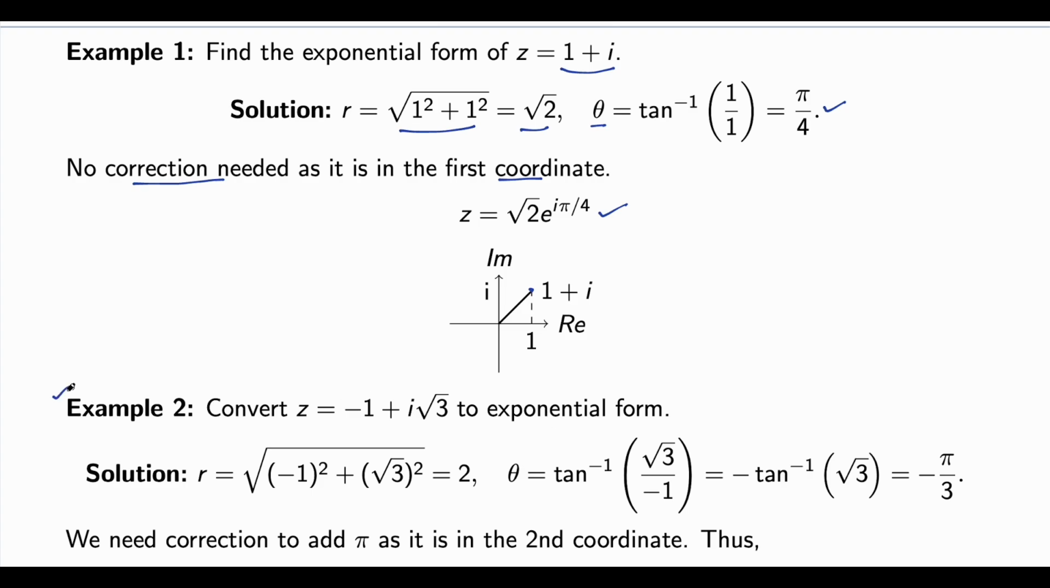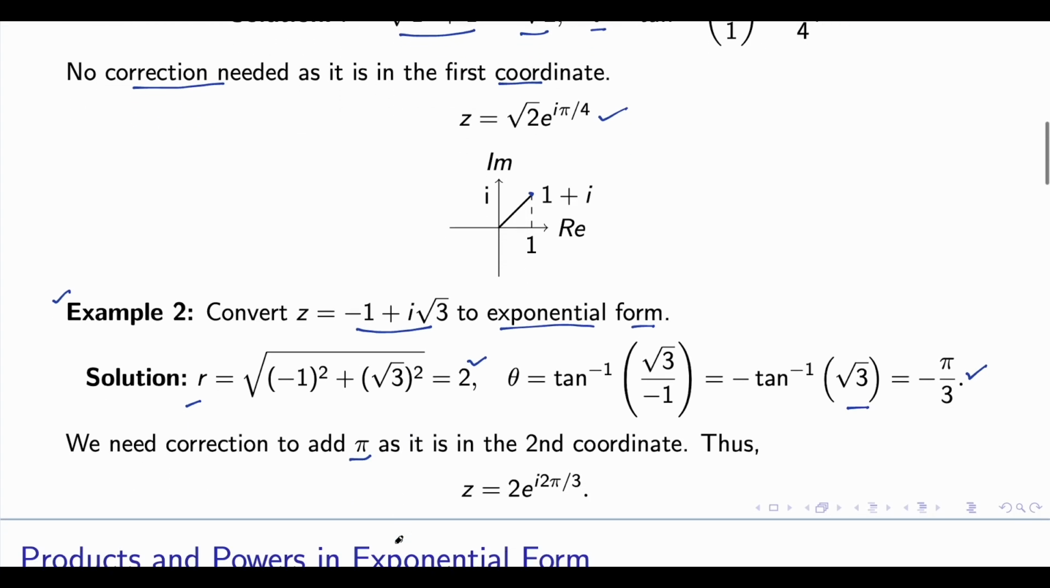Now let us see another example, example 2. Convert z equal to minus 1 plus i root 3 to exponential form. In that case, r using the same formula, we got r as 2 and theta equal to tan inverse of root 3 by minus 1, which is going to be minus tan inverse root 3, and which comes out to be minus pi by 3. So here, since theta lies in the second quadrant, we need a correction to add pi, right? Once you add the pi, then your z is converted into the exponential form 2 times e power i 2 pi by 3. So this is very important. I request all of you to follow my previous video on arguments, then you will understand why we are adding pi here, to get the correct range of principal argument.